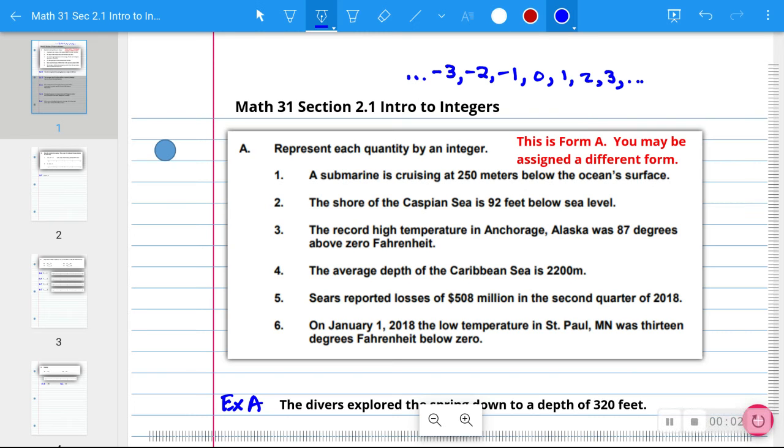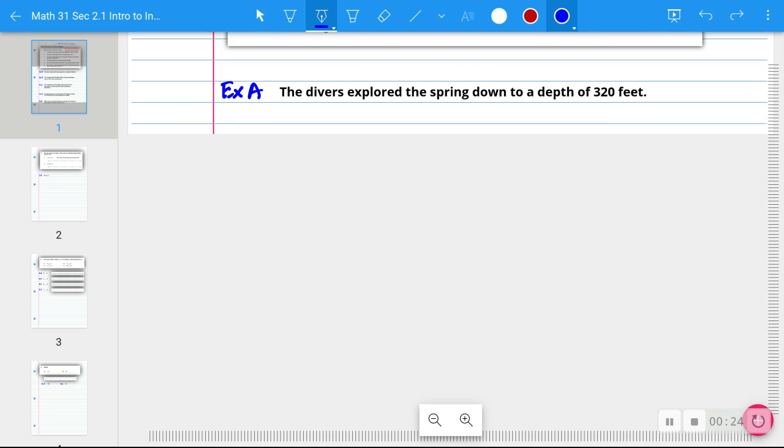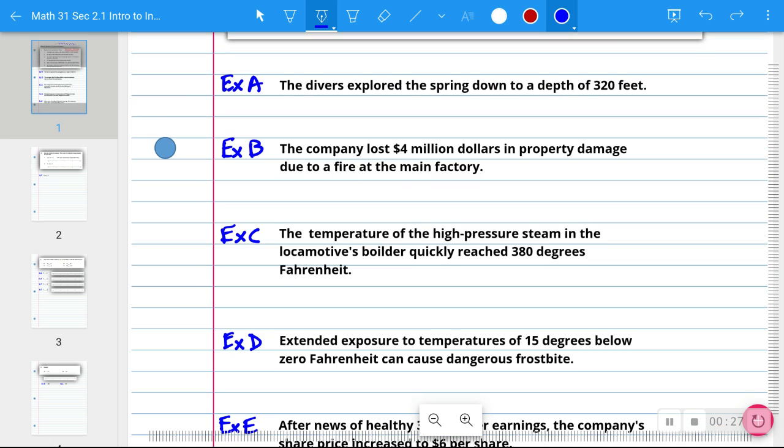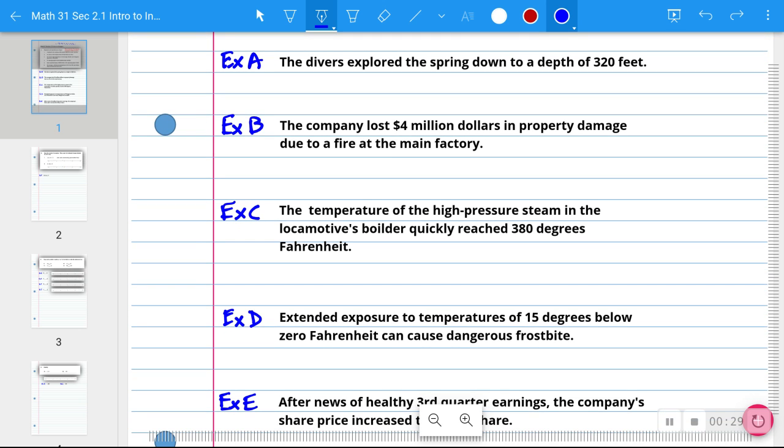Okay, welcome to Math 31, Section 2.1, Introduction to Integers. Integers are, just by the way, positive whole numbers, negative whole numbers, and zero. So those are the integers, and all of the answers we're going to have today are integer answers. In the first part, we're just going to be identifying the integer that's given in the problem.